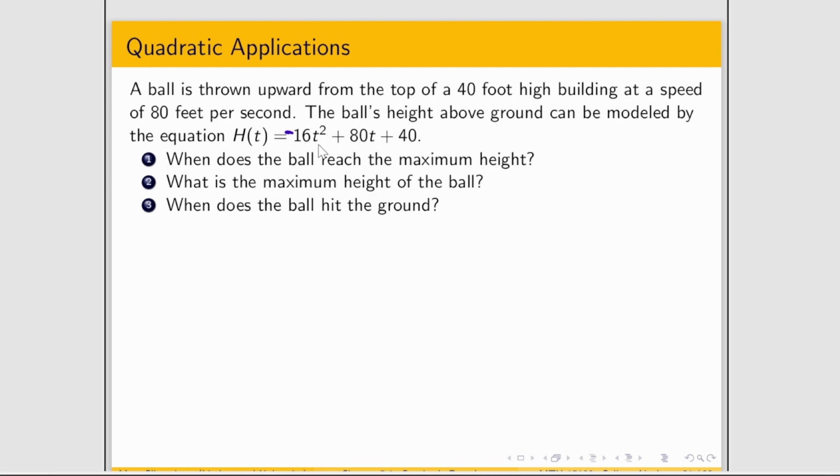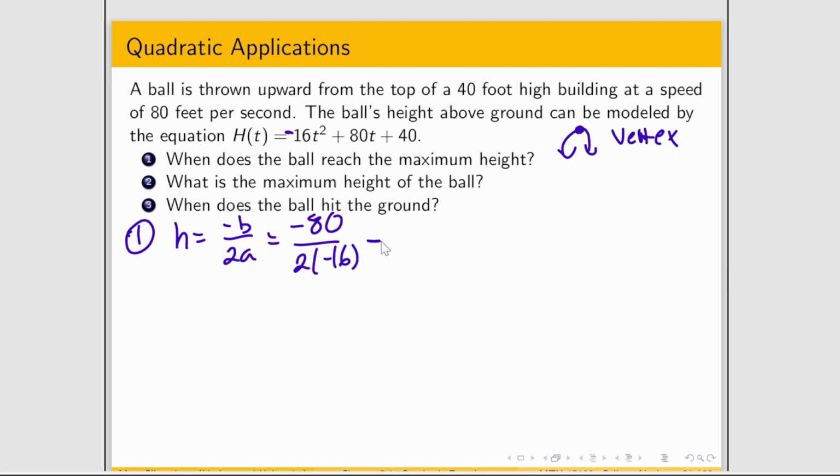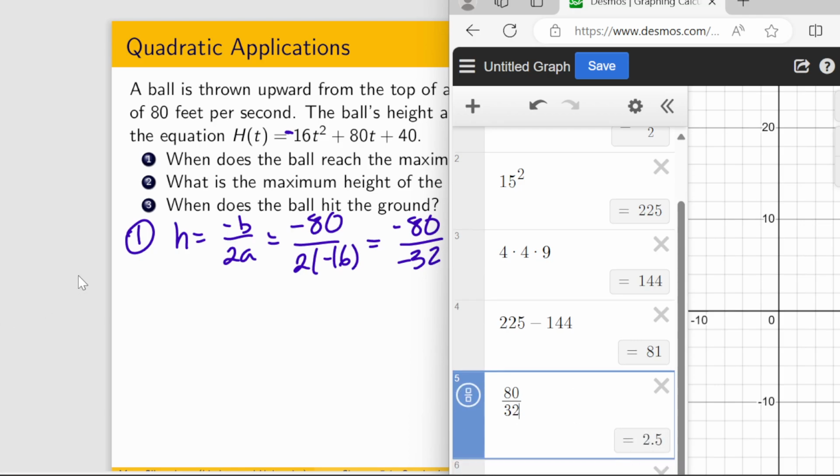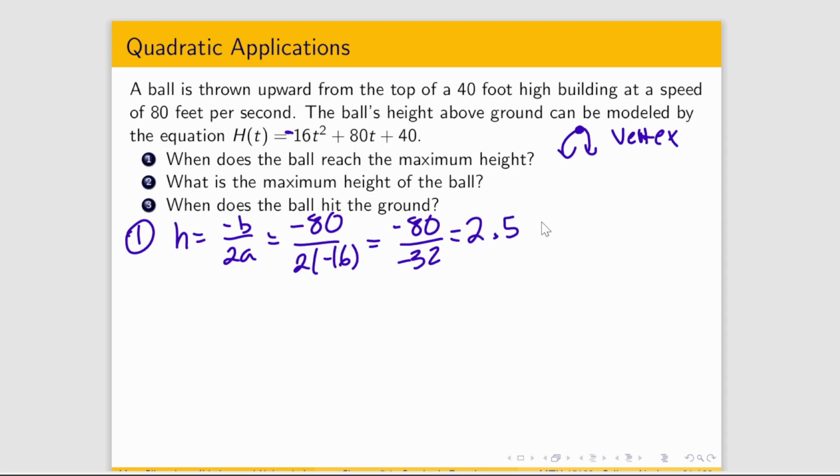When does the ball reach maximum height? So if we have a negative out front here, the maximum is going to occur at what type of special point? That is the vertex. So really this first question is a fancy way of asking me to find the x-coordinate of the vertex, which I can certainly do. So it would be negative b over 2a. So negative b would be negative 80 over 2 times negative 16. So that's negative 80 over negative 32. And then from here, even though I could continue to simplify that fraction, it seems like decimals would make more sense in the context of this problem. So a negative divided by a negative is a positive, and we know this will happen after 2.5 seconds.